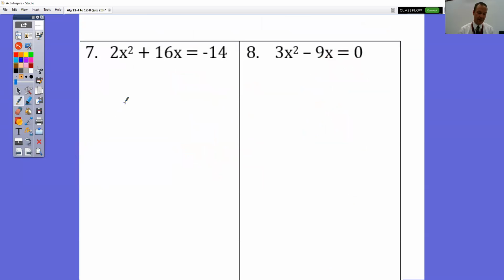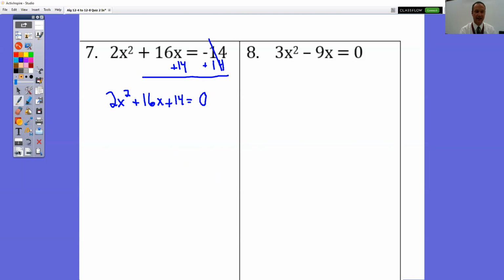Number 7 is a very, very similar question. Again, we want to set it equal to 0 first, by doing plus 14 and plus 14. So that means we really have 2x squared plus 16x plus 14 equals 0.